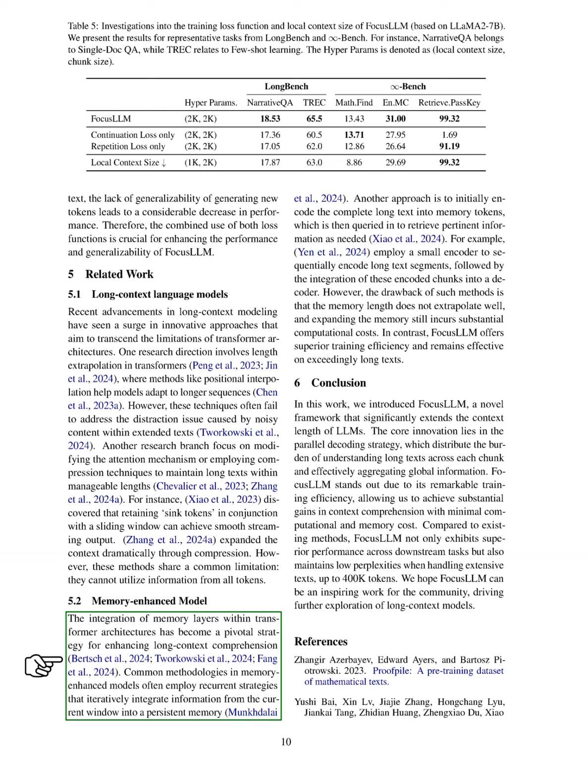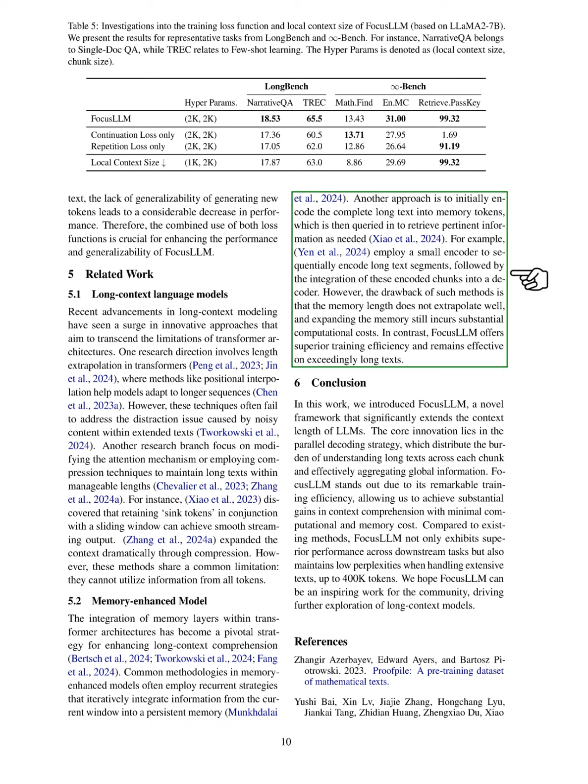Memory-enhanced models typically use recurrent strategies to iteratively incorporate information from the current window into a lasting memory. Alternatively, some methods encode the entire long text into memory tokens, which can then be queried for relevant information. For instance, one approach uses a small encoder to sequentially encode long text segments and then integrates these into a decoder. However, these methods face challenges, as the memory length does not scale well, and increasing memory size can lead to high computational costs. In contrast, FocusLLM demonstrates better training efficiency and remains effective with very long texts.